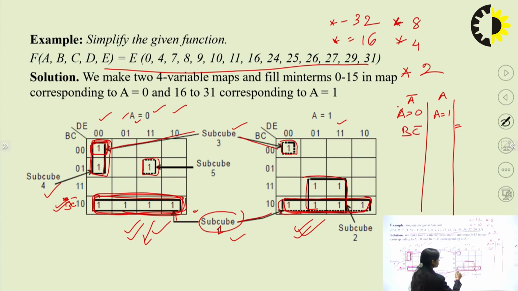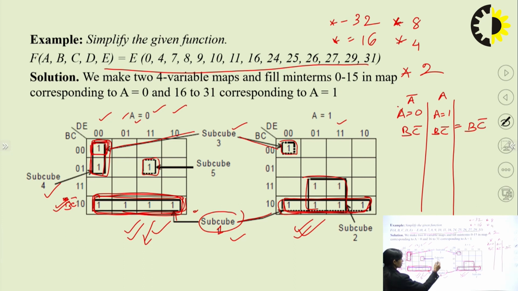And this same group is present in A also, so this is also called BC bar. Because this same group is present in both the K-maps, that's why this is going to sum up to 1, and we are left with only BC bar here.